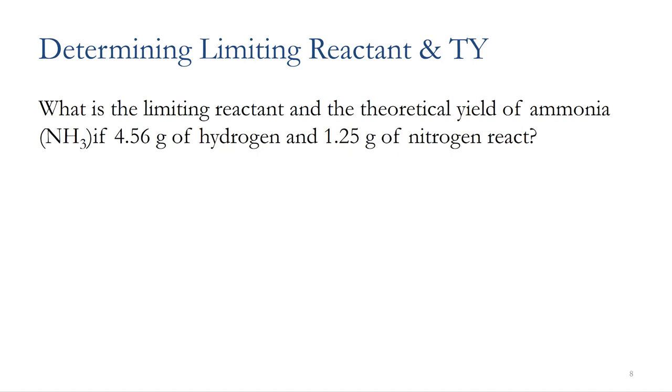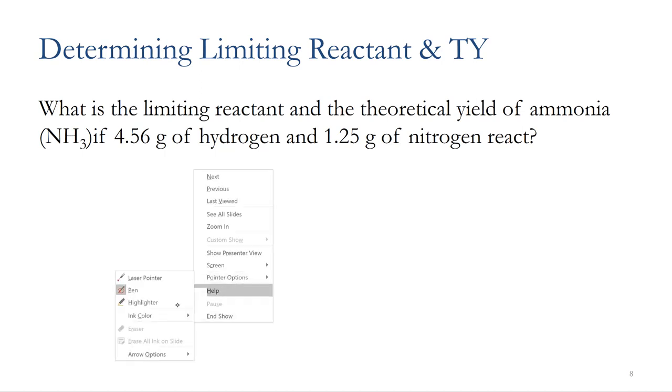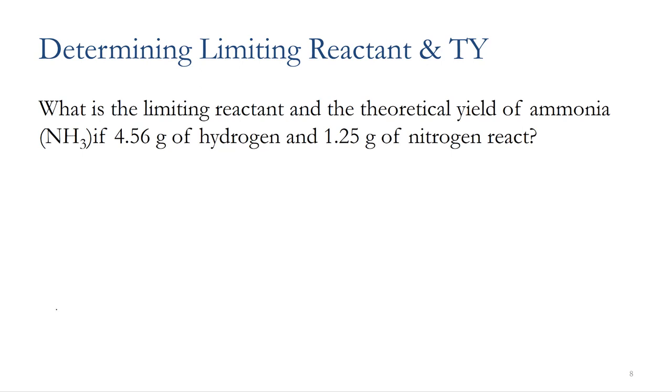All right, so in this example, we're going to ask what is the limiting reactant and theoretical yield of ammonia if 4.56 grams of hydrogen and 1.25 grams of nitrogen react. Now, of course, we're going to need a chemical equation for this. So first, let's write that out.